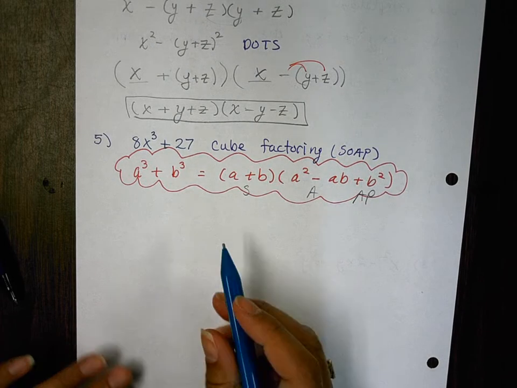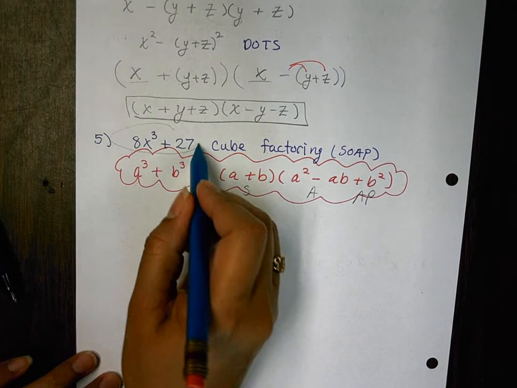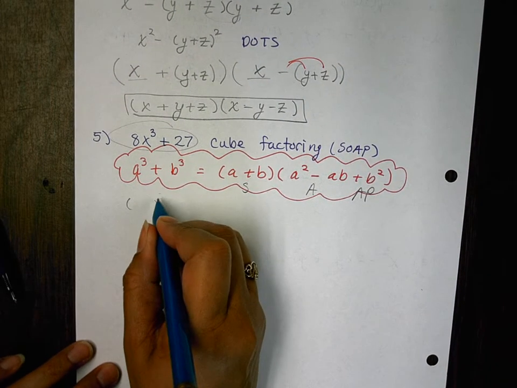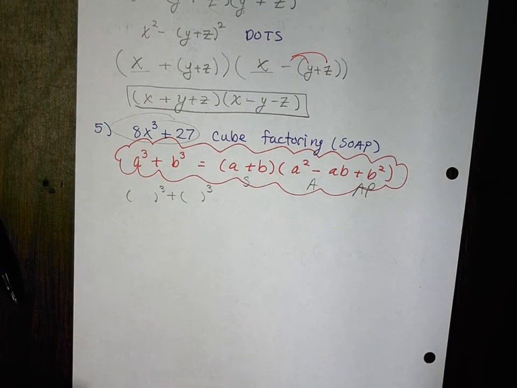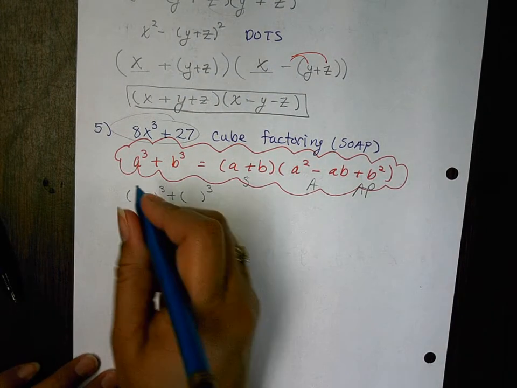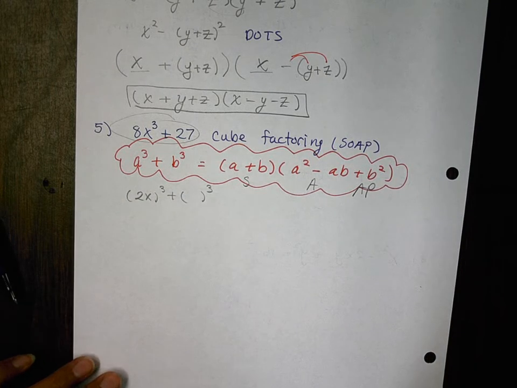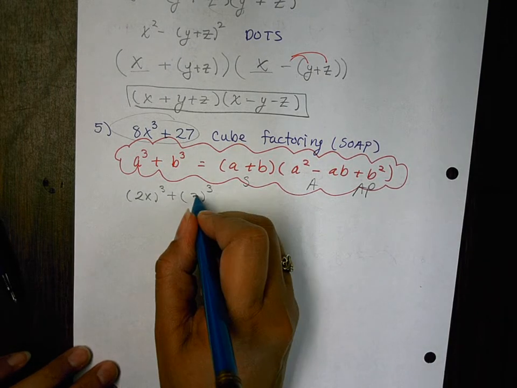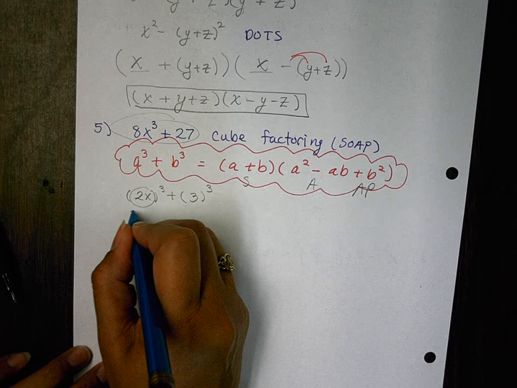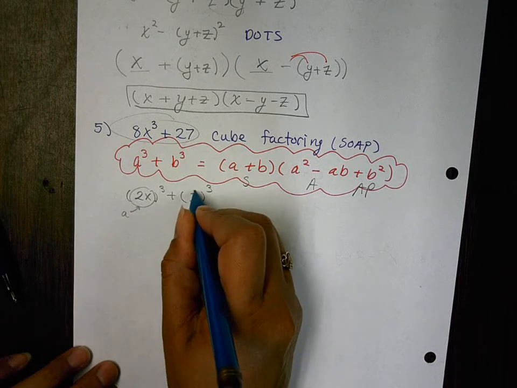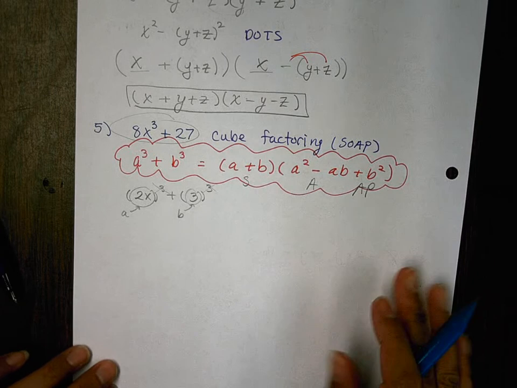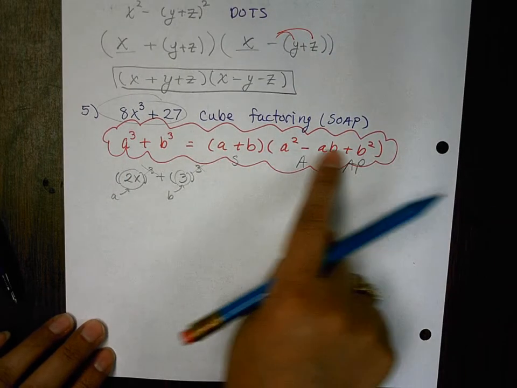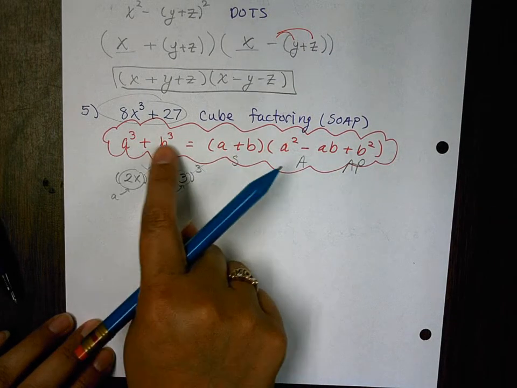Okay, so what I would suggest you do here is first figure out what your a and your b are. Do that by breaking it down and writing it like this. What to the third is 8x cubed? 2x. What to the third is 27? 3. That there is your a, and that there is your b. Nowhere are we going to use the cube power. Notice in here, nowhere did we use a cube power. We just used the bases of a and b.